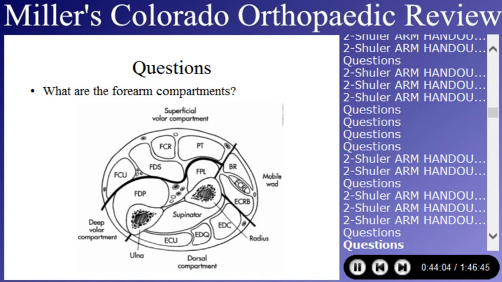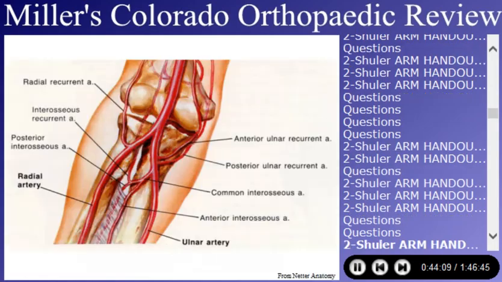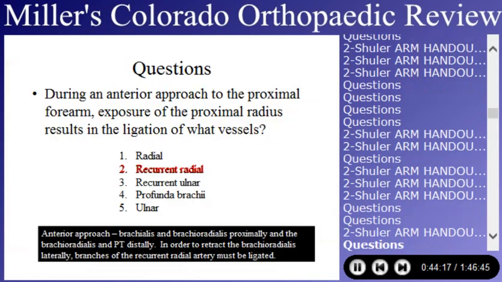Shown here in diagram. Key testable item on this diagram of the arterial supply around the elbow. Don't forget for the distal biceps rupture. During the anterior approach to the proximal forearm, exposure to proximal radius results in ligation of what vessel? Recurrent radial. Anterior approach is between the brachialis, brachioradialis, and then the brachioradialis and pronator teres distally.